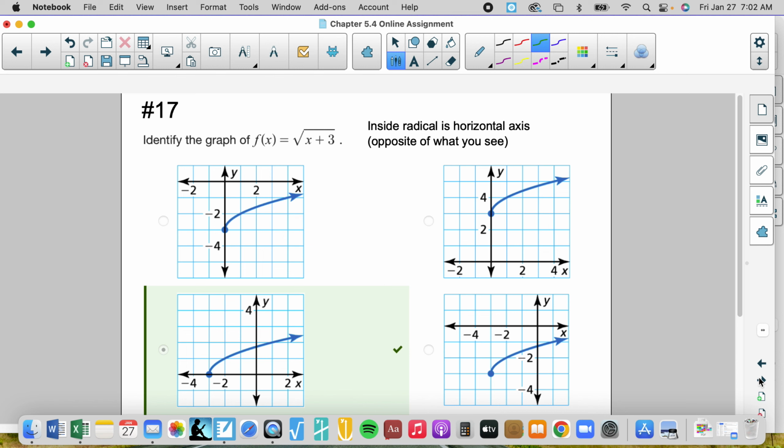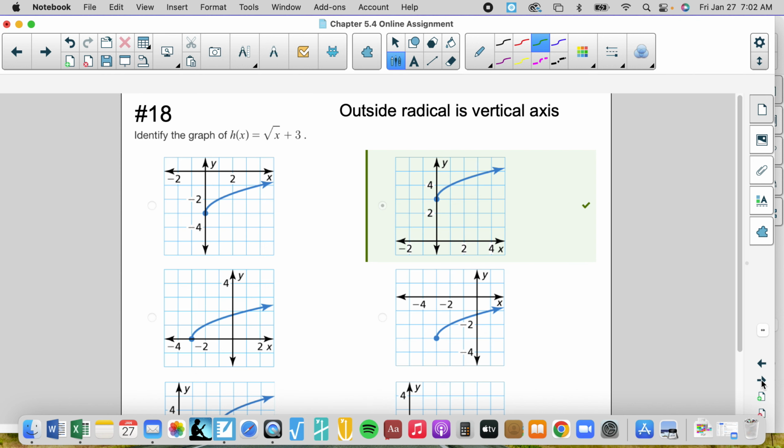Number 17 says identify the graph. So remember, inside the radical is the horizontal axis and the opposite of what you see. So we see a positive 3, so we're going to go negative 3 on the horizontal axis. Negative 3 takes us to this graph. Good. That's pretty simple once you have these memory or mnemonic aids or cues.